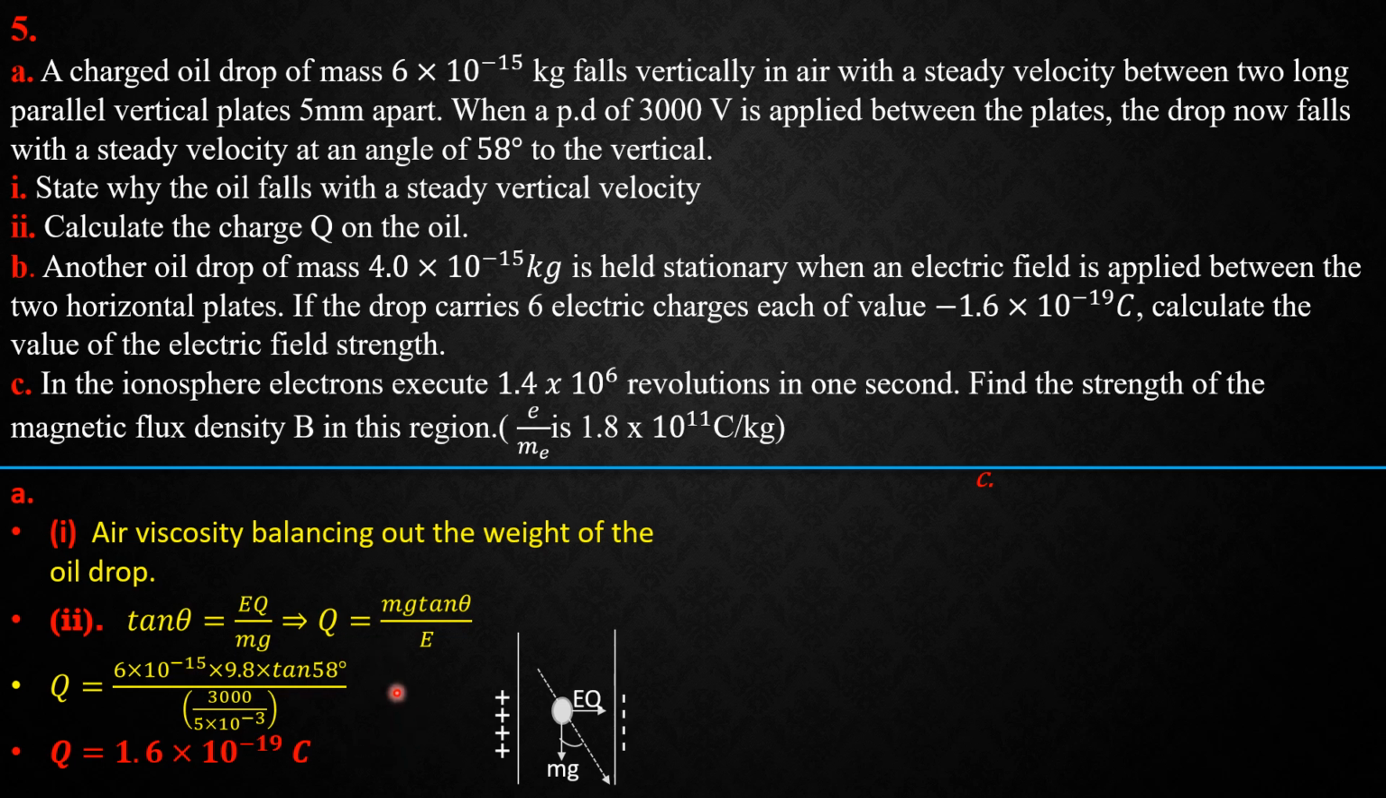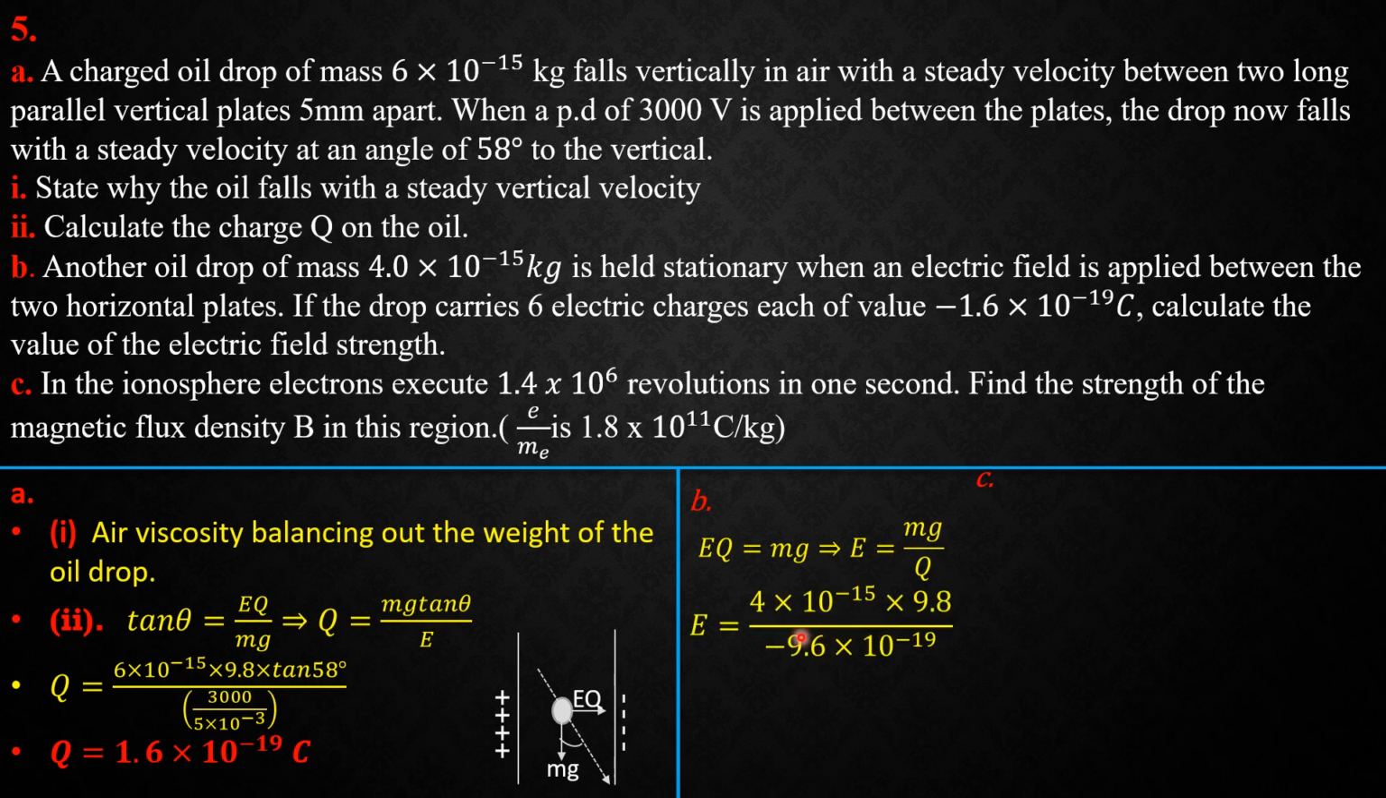So we can come over here, and Roman B says another oil drop of mass 4 times 10 to the negative 15 kilograms is held stationary when an electric field is applied between two horizontal plates. If the drop carries 6 electric charges each of value 1.6 times 10 to the negative 19, calculate the value of the electric field strength. If it's held stationary, it means the electric force equals the weight, because the only thing that will hold it stationary is if these plates become horizontal plates. You can see clearly here they are talking about the two horizontal plates. So the weight is balanced by the electric force. That's why you see Eq equals mg, and then you can calculate E here.